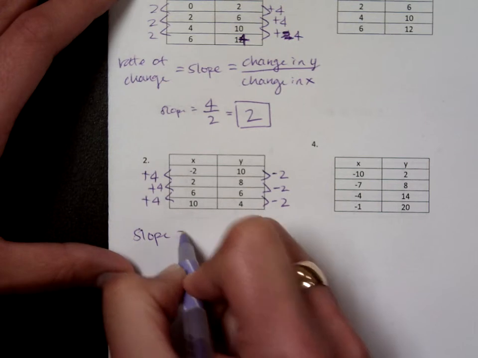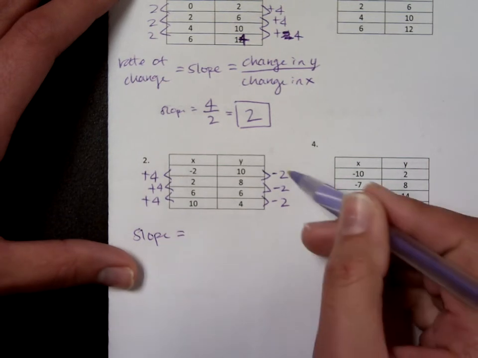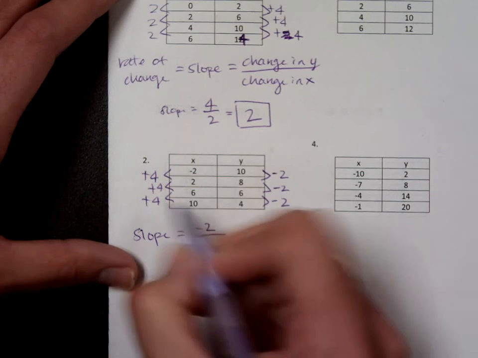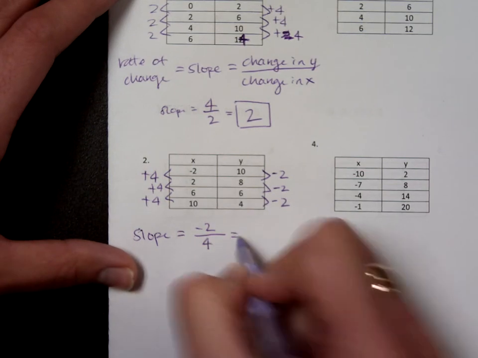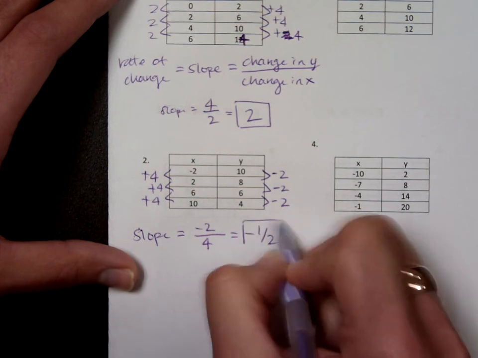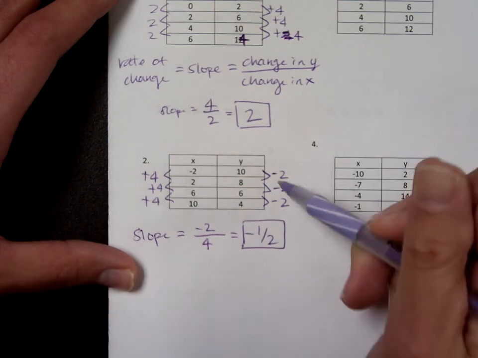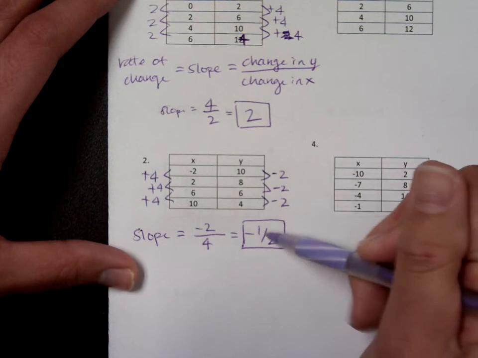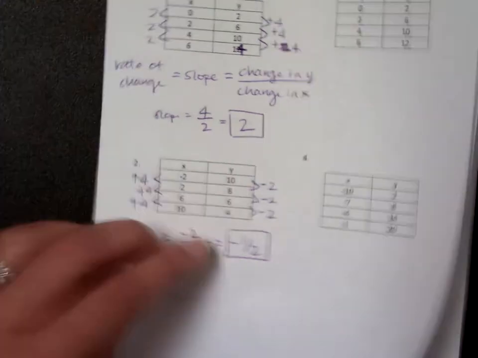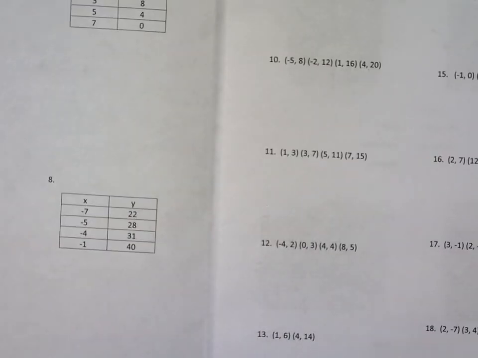So my slope is going to be my change in y, which here is negative 2, divided by my change in x, which is 4. Negative 2 divided by 4 gives me negative 1/2. Okay, notice since it was going down, that's negative. This is a negative slope. Okay, flip it over. So now you do the rest of those through problem 8 on this page.